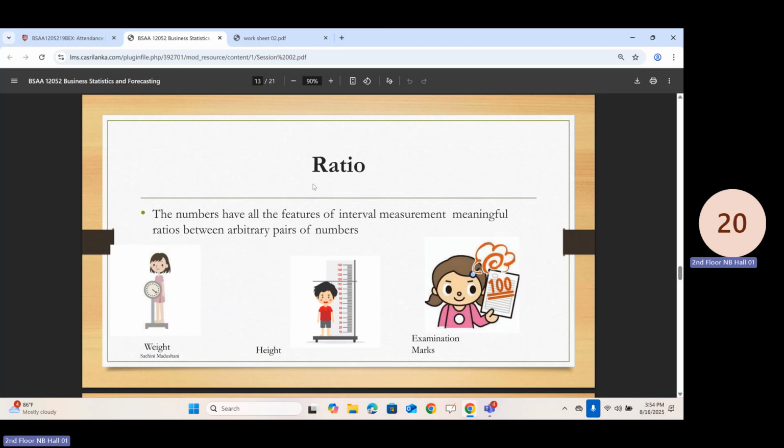Now clear? Then all the other quantitative variables fall into the ratio scale variable. Weight, height, marks, age, income, expenditure, all these variables fall into this category. We can apply any mathematical operations to the ratio scale variable. It means we can apply equality, inequality, greater than, less than, addition, subtraction, multiplication, division, all the mathematical operations. Now clear? Okay, these are the 4 levels of measurement.